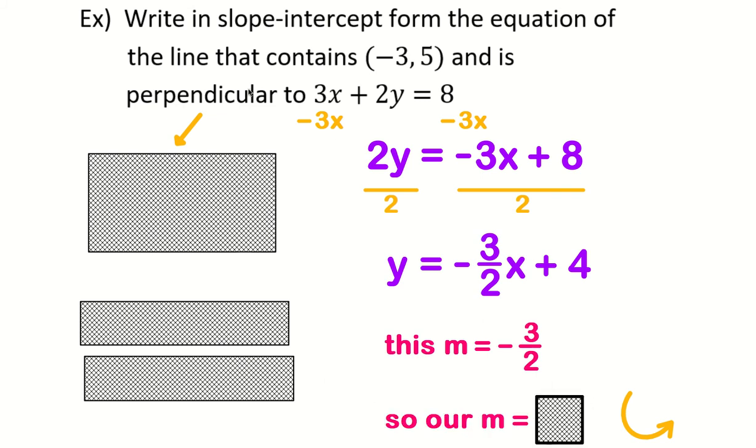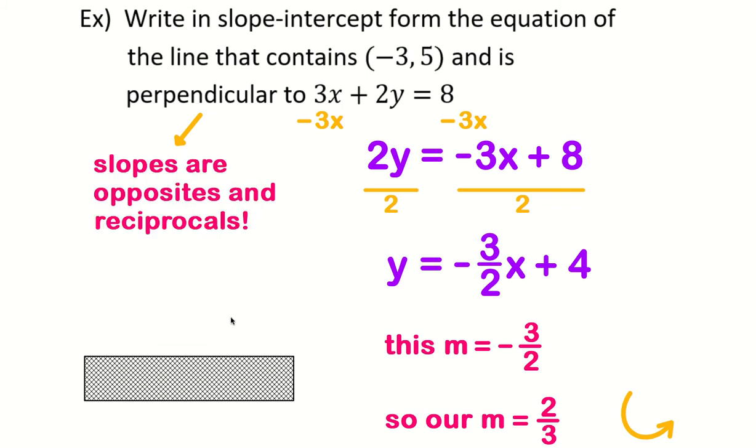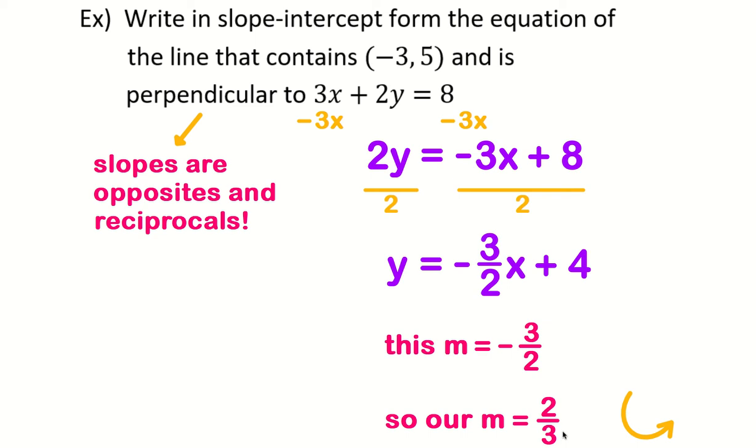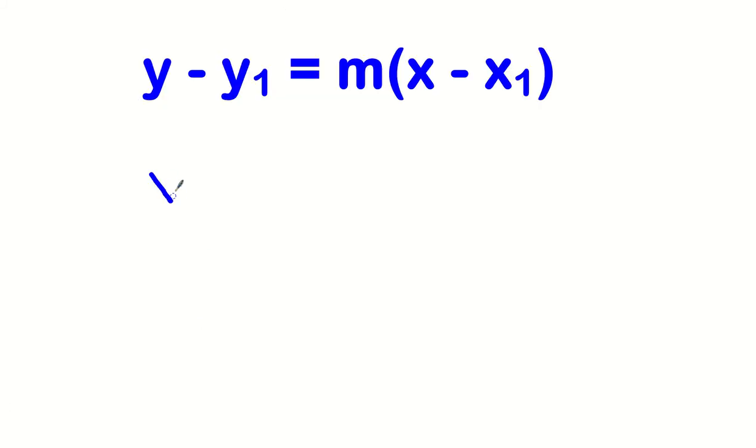So our slope, considering we're going to have something perpendicular, we're going to do the opposite and reciprocal, or as I sometimes call it, refliprical. So the slope we're going to use is 2/3. So now, after all this work, we have a point and we have a slope: negative 3 comma 5, and 2/3. So once again, negative 3 comma 5, and 2/3.